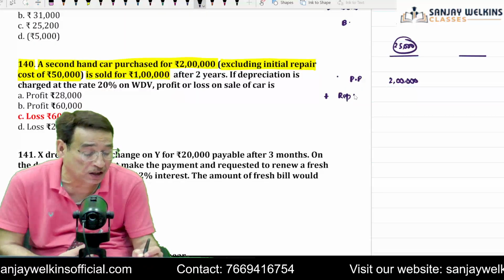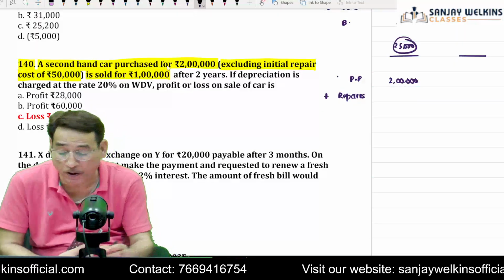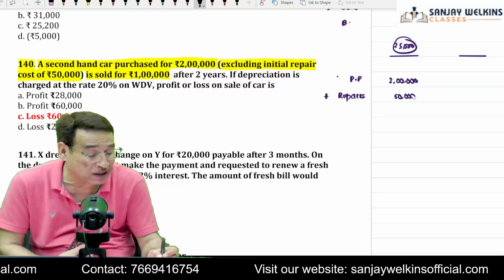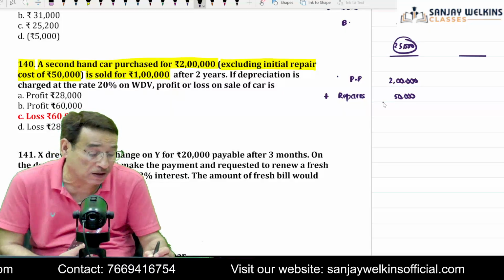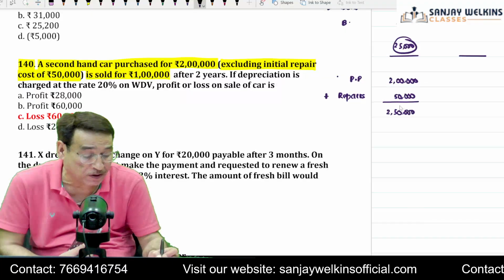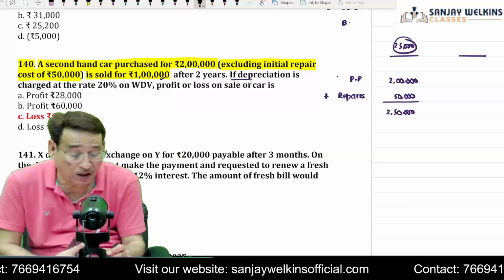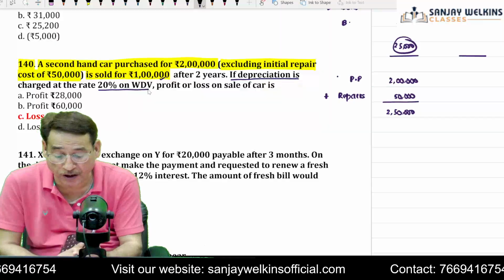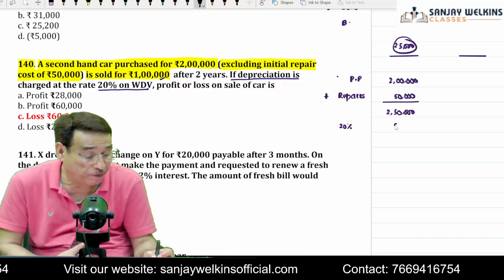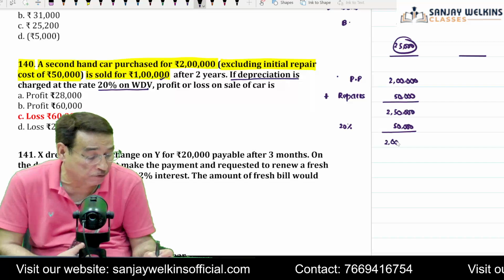So repair expenses will be capitalized because this cost is excluding repair cost of 50,000. Because first time we are purchasing this item, repair expenses on that item will be capitalized. So the total cost of the item will be equal to 2,50,000. And this has been sold after 2 years for rupees 1 lakh. If depreciation is charged at the rate of 20% on written down value, depreciation at the end of the first year will be 50,000 at the rate of 20%. So written down value at the end of the first year will be equal to 2 lakh.